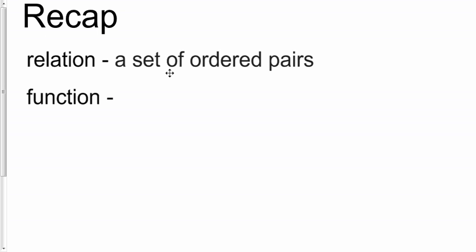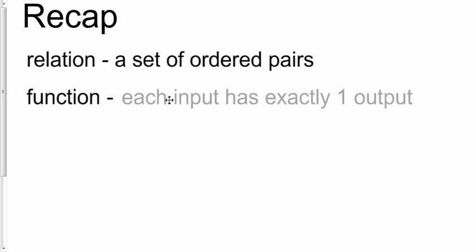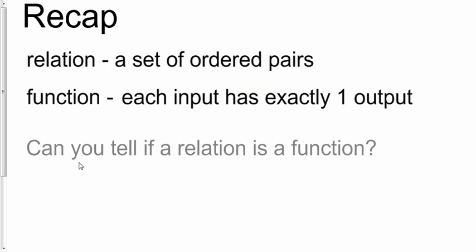So to recap, a relation is a set of ordered pairs. A function is where each input has exactly one output. And can you tell if a relation is a function? If you can answer yes to that question, you've succeeded at today's lesson.